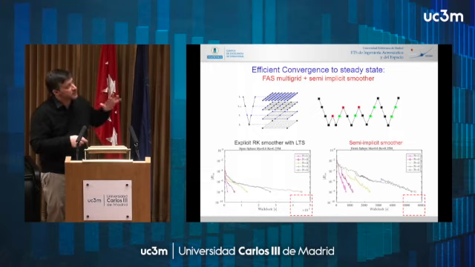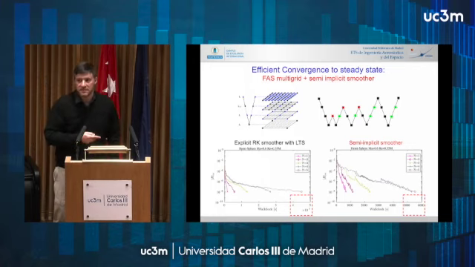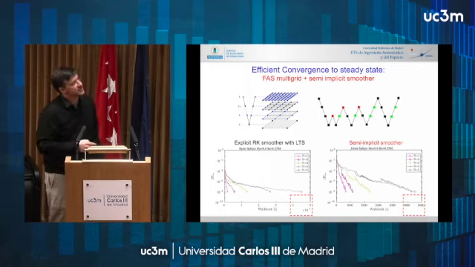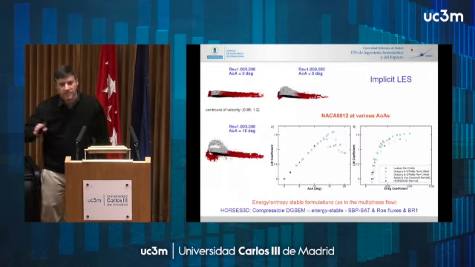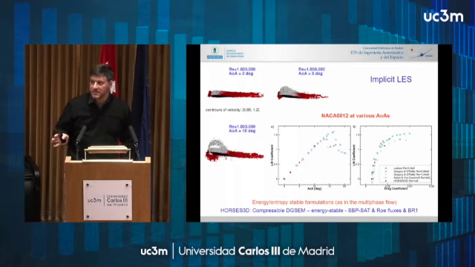This is local time stepping. Don't need to know what it is. It's just state-of-the-art. And then what we get is 10 to the 3. So we have 2 orders of magnitude less computational time to reach the steady state. Right, so this was RANS. People are not so much interested in RANS these days, but we work with industry, so they are interested.